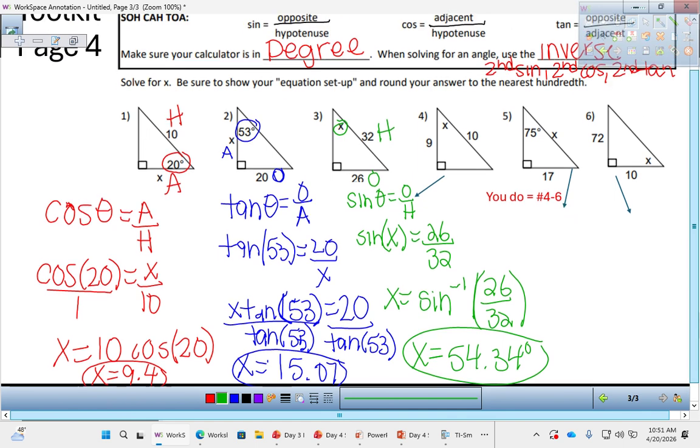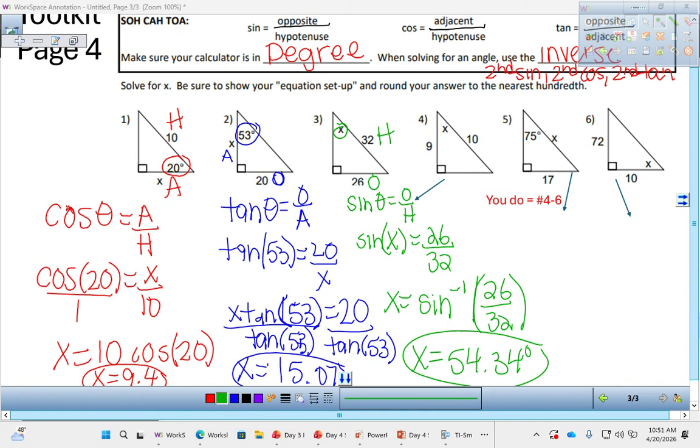All right, so I'm going to leave those up there while you try 4, 5, and 6. When you're trying number 4, you should be using the inverse button. And when you're trying number 6, you should be using the inverse button, because for both of them, you're solving for an angle. Number 5, though, you don't need to use the inverse button because you're solving for a side length. Does that make sense? All right, so you try those 3 examples there.